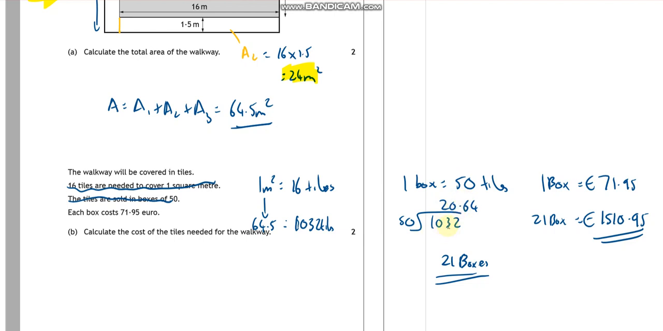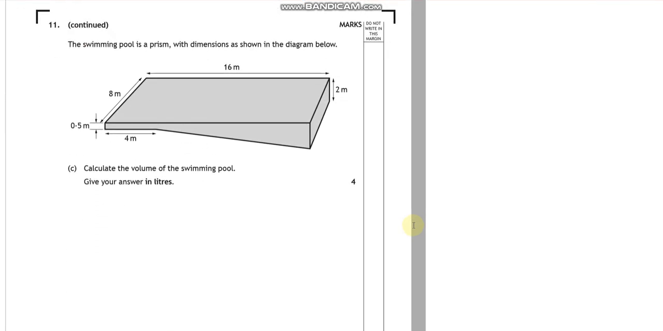Some people might round it down, but no, think about it, that wouldn't give you enough tiles. You need more than 20 boxes. Good stuff. And now we've got a volume question. Last question on the paper, I think.